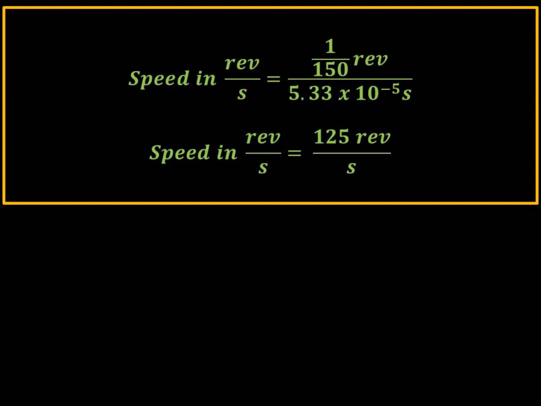Now, the speed in revolutions per second would be 1/150th revolution per 5.33 times 10 to the negative fifth seconds, which would be 125 revolutions per second, and that'll be the final answer. The final answer is 125 revolutions per second.